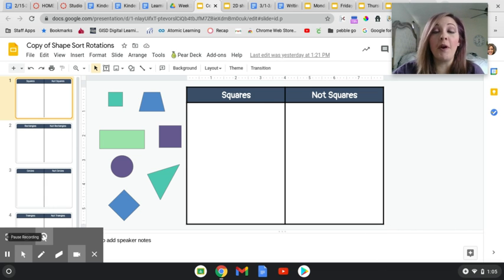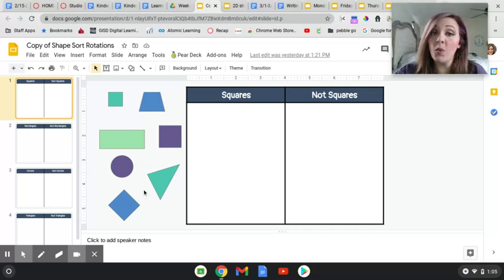So remember, we've learned about 4 shapes: square, circle, triangle, and rectangle. So we're going to sort some shapes based on if they are that shape or not. So this first slide that we're going to look at says squares and not squares. So we're going to look at the shapes right here and determine if it's a square or not a square.